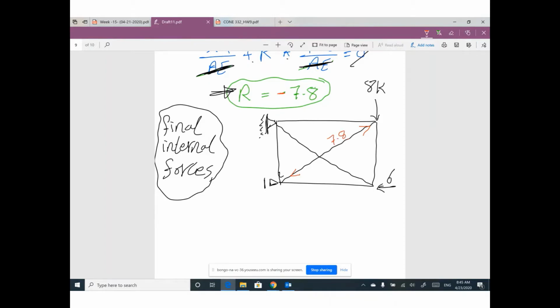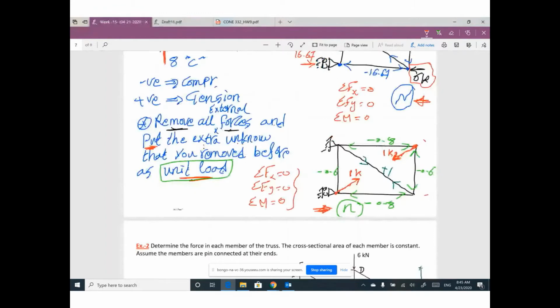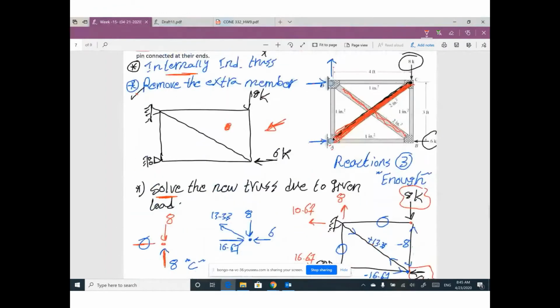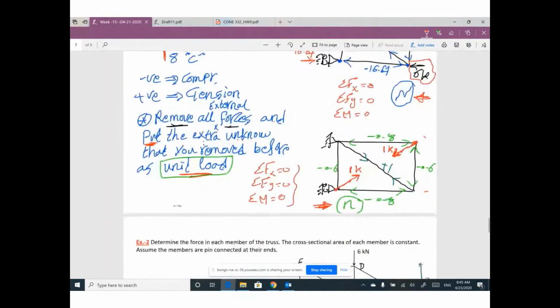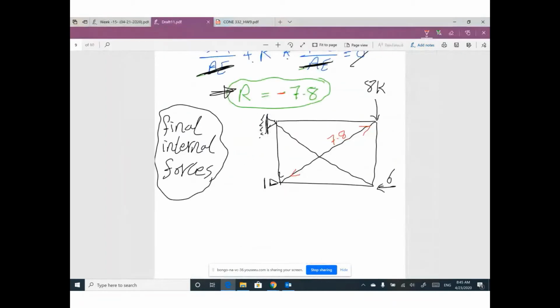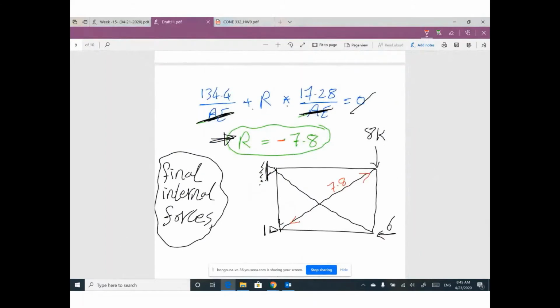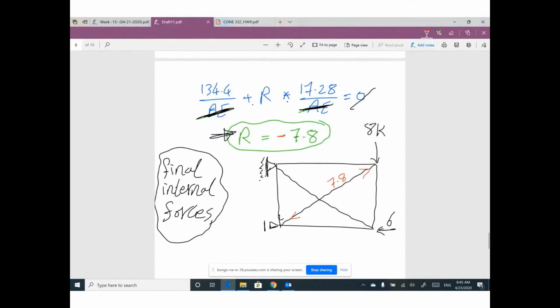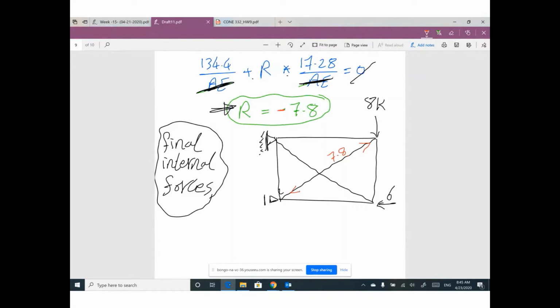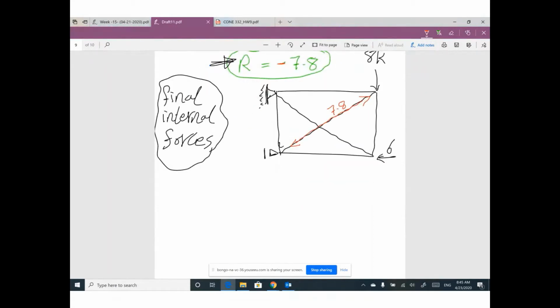I'm sorry. All of these calculations, all of these steps from the first step until you set up your table and get these values and get the value of R, are only to get the forces in this member only. Then we need to solve that truss for the final internal forces.